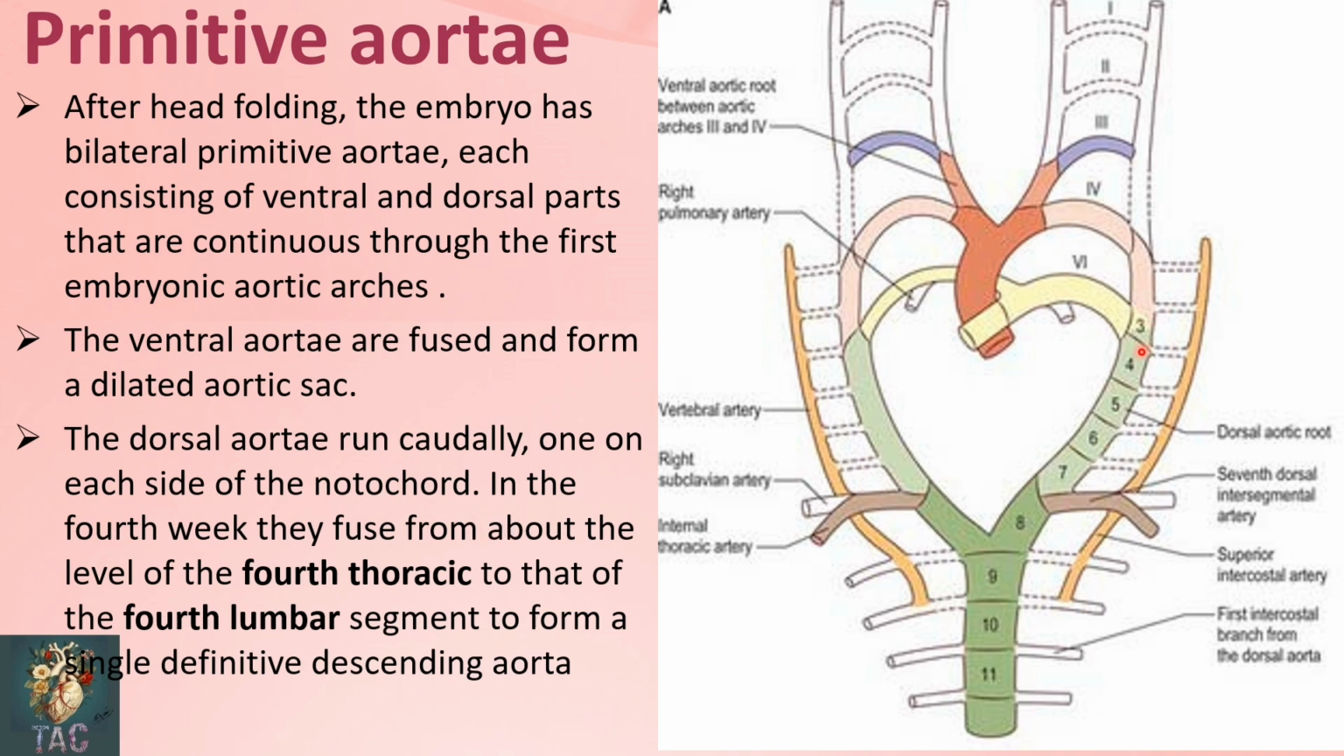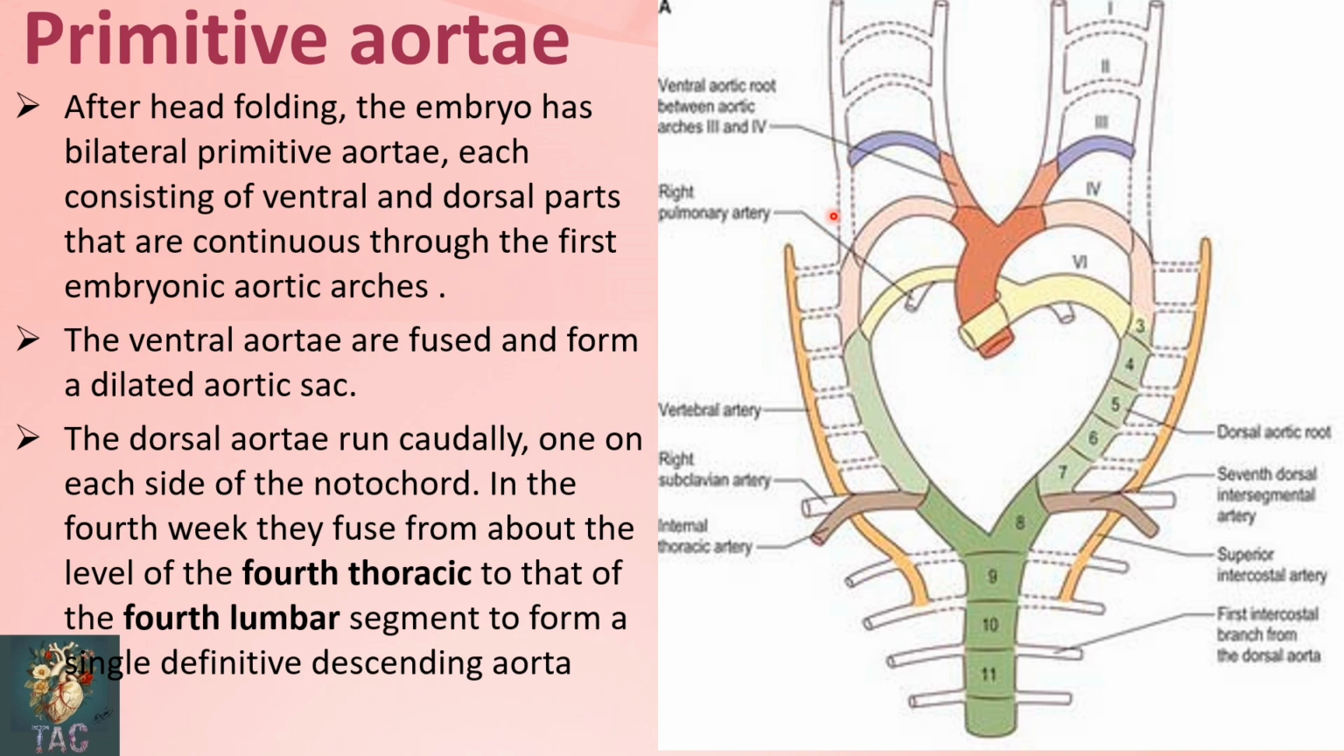You can see here the dorsal aorta on each side of the notochord, and then in the fourth week of development they fuse from the region of the fourth thoracic vertebra to the region of the fourth lumbar vertebra to form the common definitive descending aorta. In these regions you can see the dorsal aorta degenerates, so the connection of the dorsal aorta, its proximal and distal part, is obliterated.